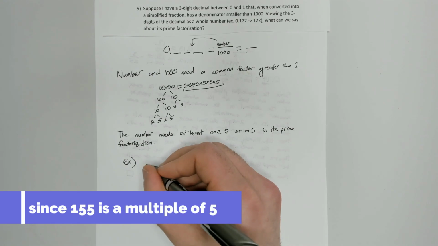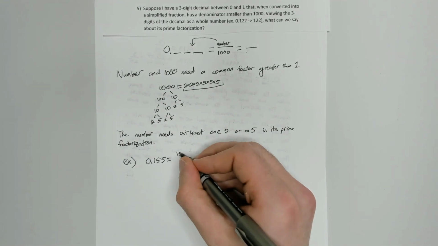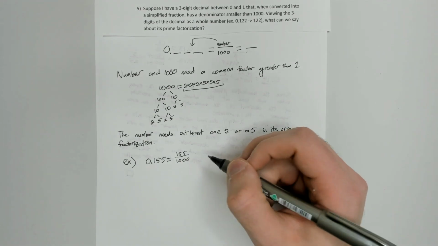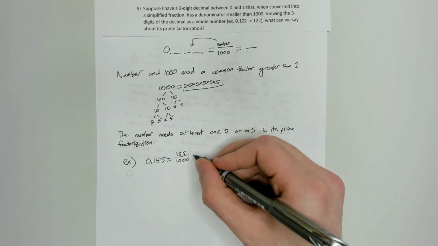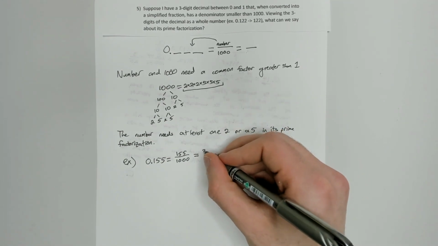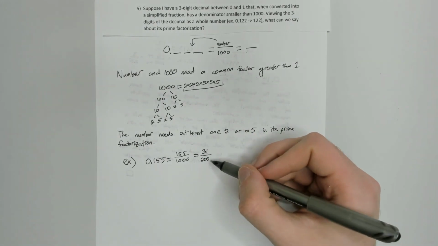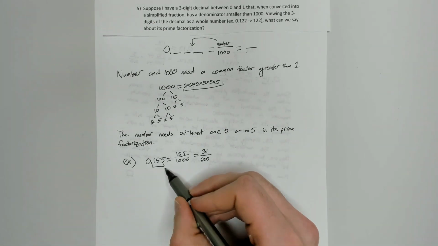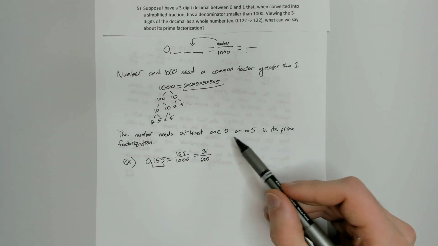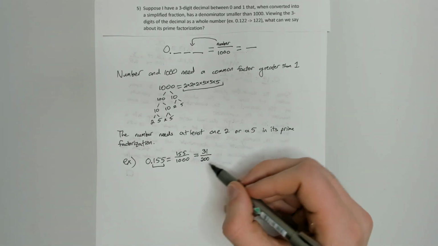Let's go with 155. So if we look at 0.155, that can be written as 155 out of 1,000, right? But since 155 and 1,000 both have 5 as a common factor, that means that this can be simplified, right? 155 divided by 5 is 31, and 1,000 divided by 5 is 200. So this is a more simplified fraction with a denominator smaller than 1,000. So since we chose 3 digits here where the whole number version had a common factor with 1,000, which we determined had to be a 2 or a 5, in this case it's a 5, then that guaranteed that the simplified fraction had a denominator that was smaller than 1,000.